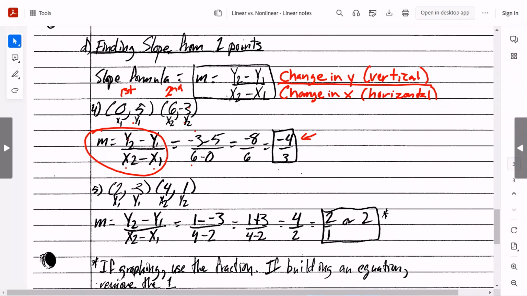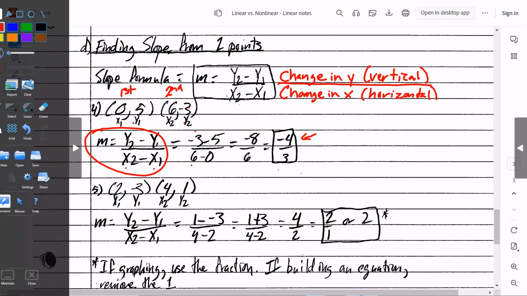Now, what this means, if you were graphing this with a y-intercept, it means that whatever that y-intercept was, your next point is down 4 spaces and right 3 spaces from the y-intercept. All right? So any questions about the slope formula?